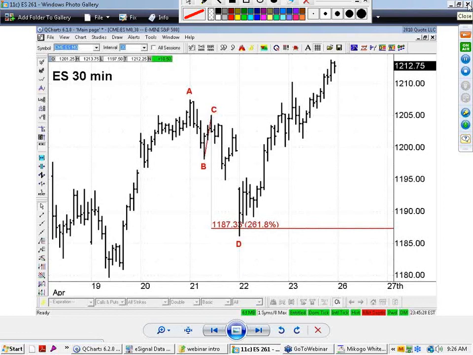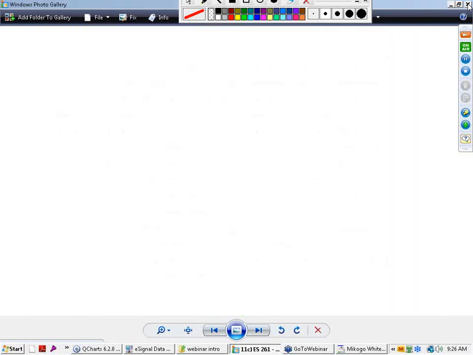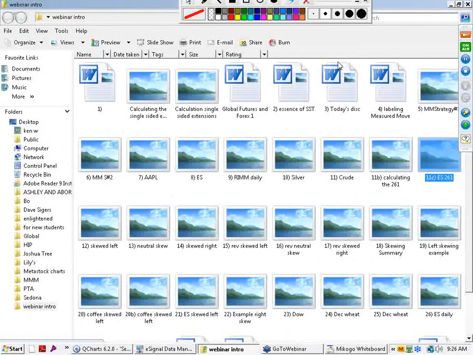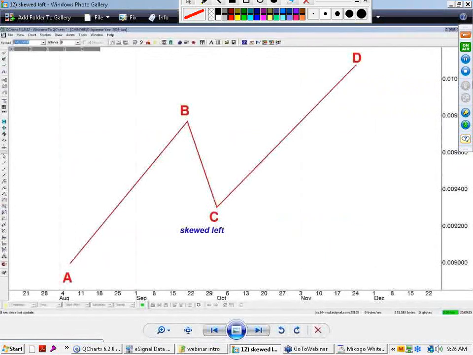Again, there are other tools that we have along with extensions and retracements and Fibonacci numbers. And what are those tools? Well, let's get to one of them right now. One of the tools that we use a lot is what we call the skew. Okay, I'll show you some diagrams to show you what I mean by that.